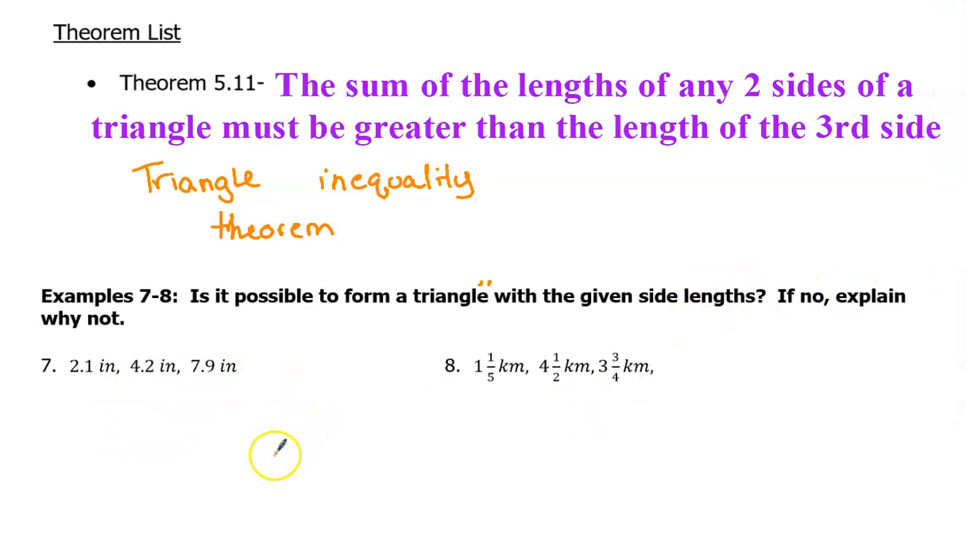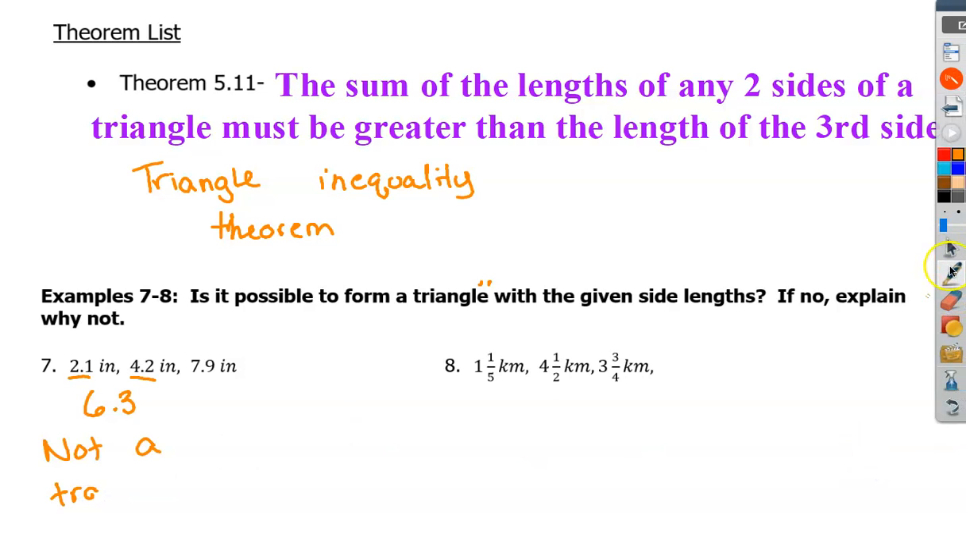So for example, let's do examples 7 and 8. We need to tell if this is going to form a triangle with the given side lengths. So let's take a look. If I add these two sides together, are they going to be bigger than that one? Let's see. 2.1 plus 4.2 is equal to 6.3. Is that bigger than this side? No. So this will not be a triangle.